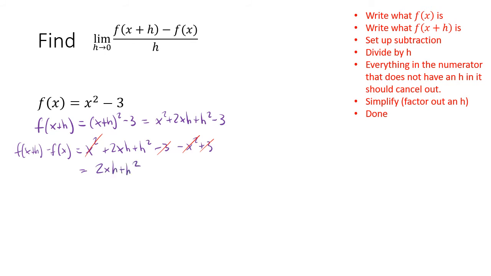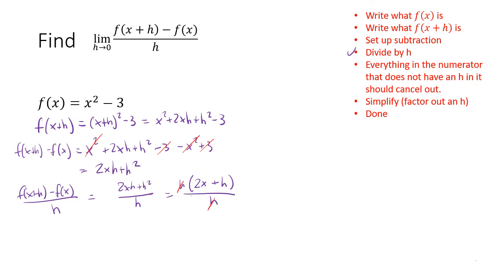That's simple enough. And then we're just going to divide by h. So we're going to actually do this part now. f of x plus h minus f of x, we're going to divide that by h. So we've got 2xh plus h squared divided by h. And then we can factor an h out on top, and then we can cancel these h's. And what we're left with is the difference quotient of 2x plus h.